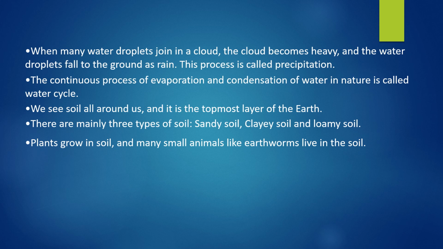Plants grow in soil and many small animals like earthworms live in the soil. Plants grow in soil and many other animals like earthworms, snakes, and rabbits also live in soil. So this soil is very good for growing crops where earthworms live.